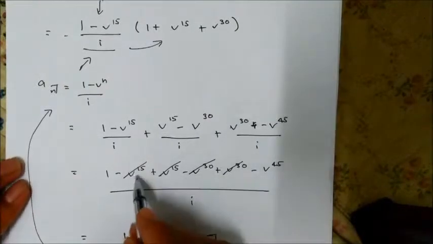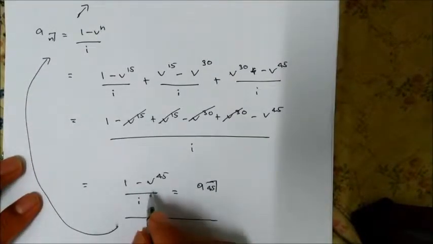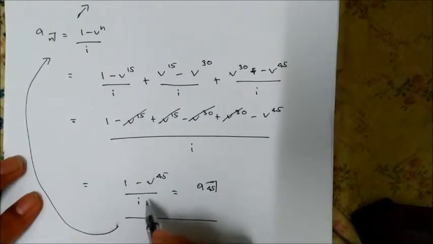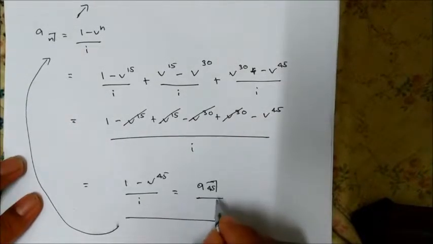Simplifying all of this, we get at the end 1 minus v to the power of 45 over i. From here we can form our term back into the shortest form, which is a angle 45, using this theory here.